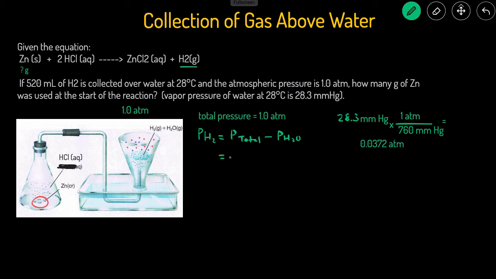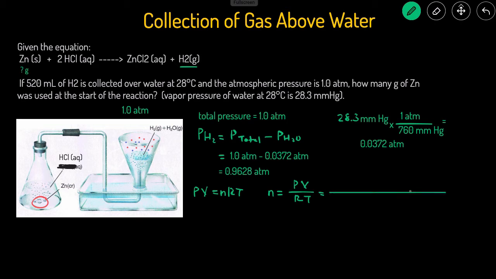So now we're going to take the total pressure, 1 atmosphere, minus the partial pressure of the water, 0.0372 atmosphere, and that'll give us the partial pressure of the H2, which is 0.9628 atm. Now that we have the partial pressure of the gas, let's figure out the moles of the gas, and to do that, we're going to use PV equals nRT. Since we're trying to solve for the moles, which is n, we're going to divide both sides by RT. So we'll get n equals PV divided by RT.